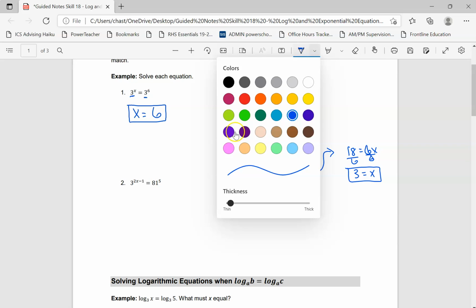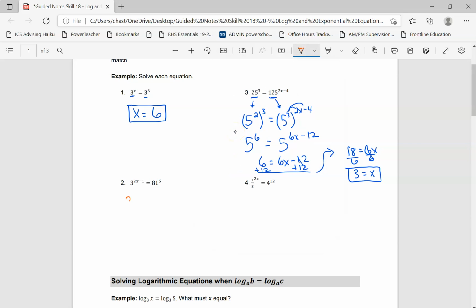All right, let's change color here. For this next one, we have 3 to the 2x minus 1. Let's see, 81, I can write that as 3 to the 4th. So I'm going to do that. And then I'm going to multiply my exponents on the right side. And now I'm able to set my exponents equal to each other. And notice here, we're not going to get a whole number. That is okay. 10.5 is fine. 21 over 2 would have been just as fine.